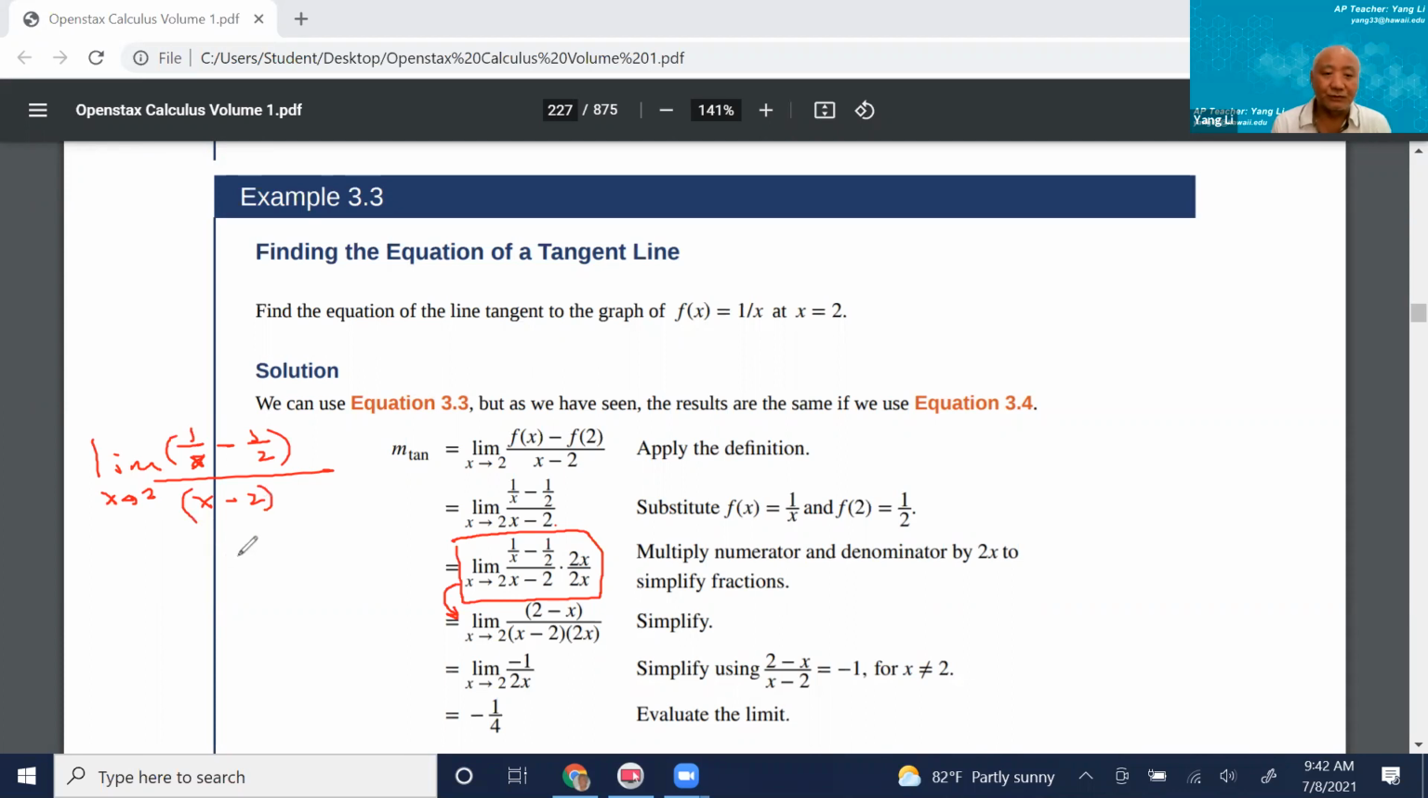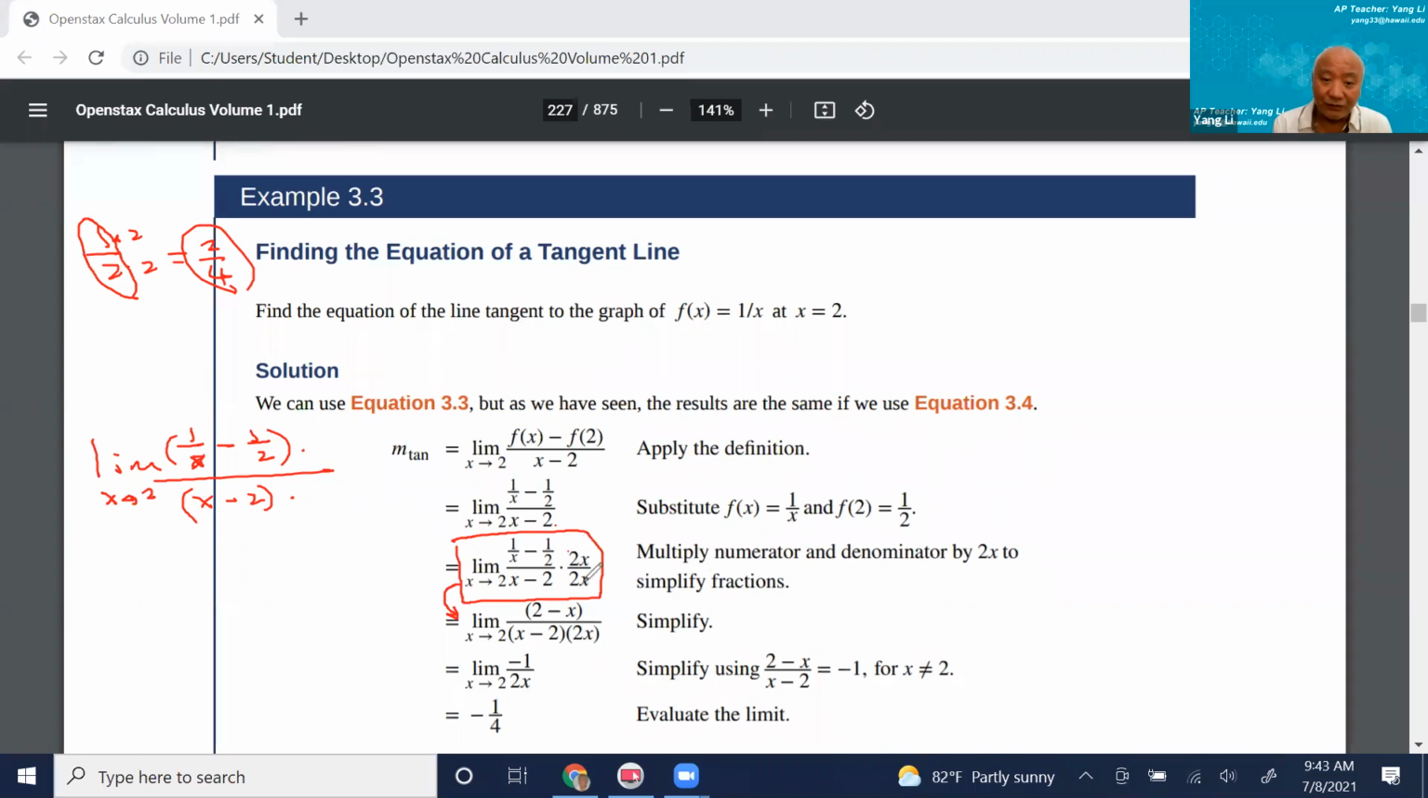Remember, for a fraction, we can multiply both numerator and denominator by the same number, from basic math. If you multiply both numerator and denominator by the same number, you will not change the value of the fraction. You just change the format of the fraction, okay? Just like 1/2, you can multiply by 2 to both numerator and denominator, you will get 2 over 4. But 2 over 4 has the same value as 1 over 2. It's half, right? The format changed, but the value did not change.